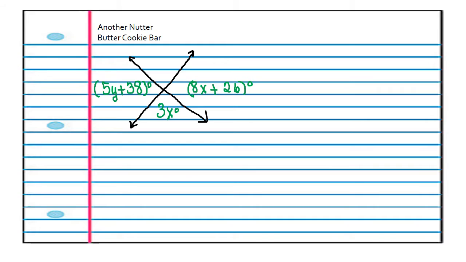All right, here's another Nutter Butter peanut butter cookie bar that challenges us with the fact that they have x's and y's. Anytime you have two lines that intersect each other, always think about, do I have a linear pair or do I have vertical angles? And of course we have both.